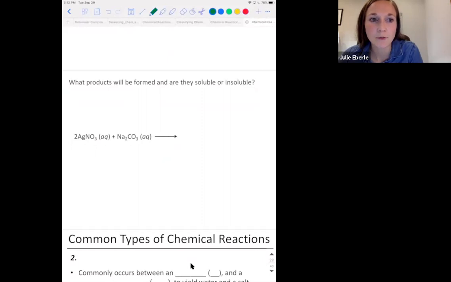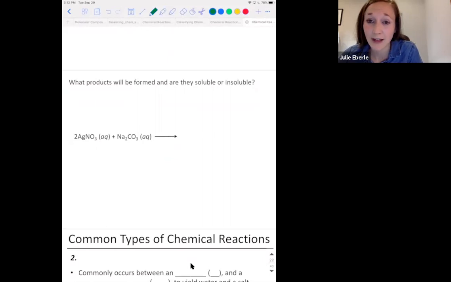All right, what products will be formed, and are they soluble or insoluble? So we're going to do another practice problem. I want you to look at this reaction, write down what products you get, write down if they're aqueous or going to form a solid, and then we'll balance it at the end.